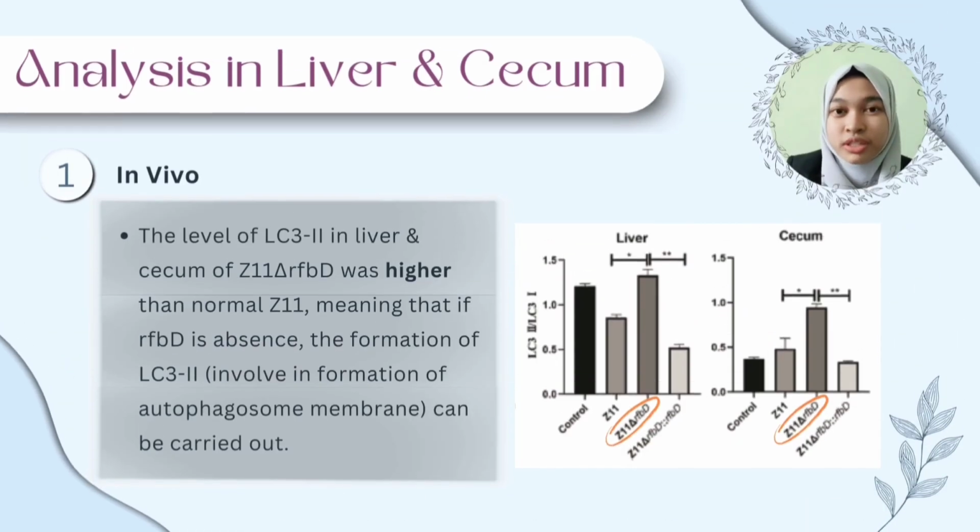The in vivo method shows that the absence of the RfbD gene in Z11 delta leads to higher levels of LC3-II, a marker of autophagy, in the liver and cecum of infected mice. This suggests that the RfbD gene helps Salmonella survive better by reducing autophagy in the host cells.